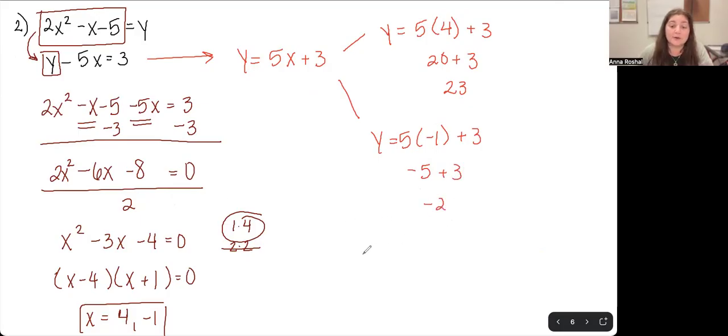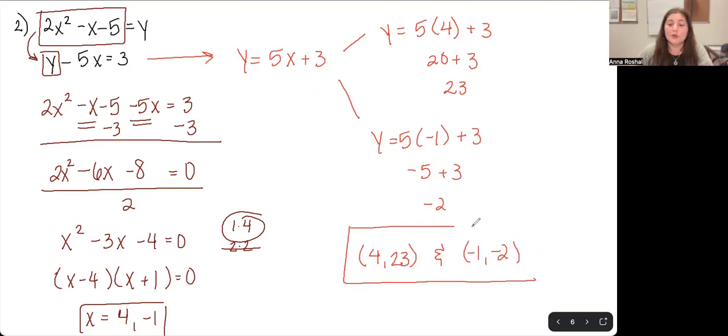So again, in order to put my answers, I have to put in a coordinate point. So my answer is going to be (4, 23). That's where that information is coming from. And then (negative 1, negative 2), that's where that information is coming from. And this is my final answer. So in here, I have a linear function and a quadratic function, and both of them are going to meet in two separate places.